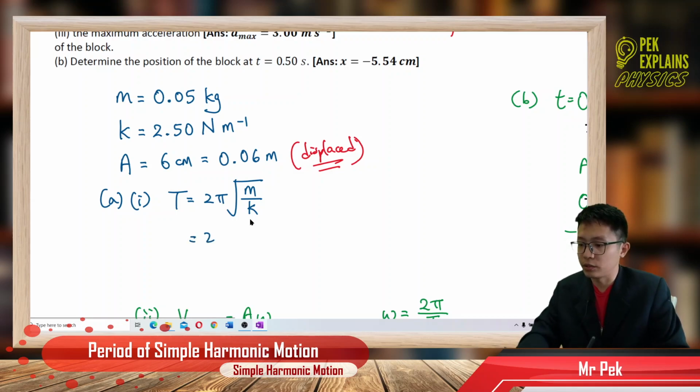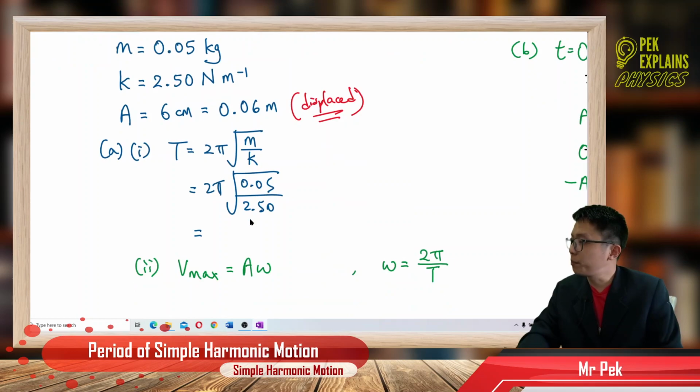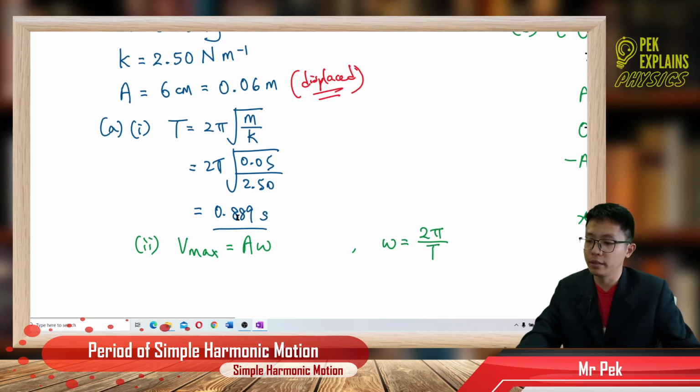Okay. So do we have the mass? Yes, we have the mass already. 0.05 kilogram. And k is 2.50. So what is our period? Our period is 0.889 second. That's our period.